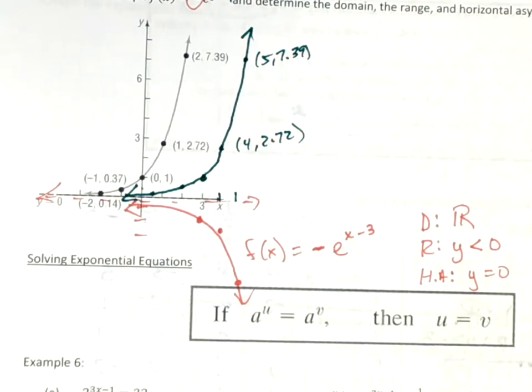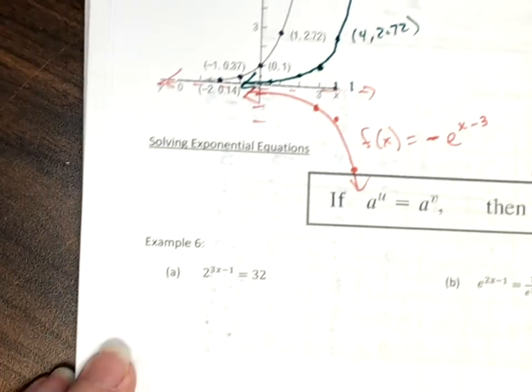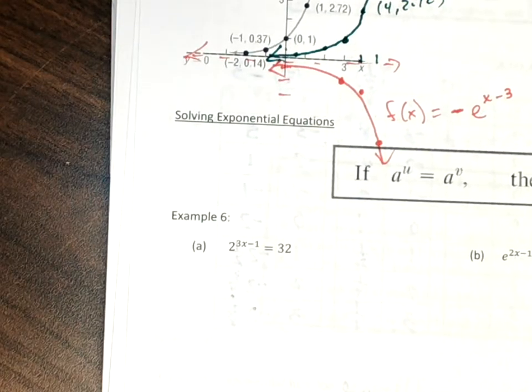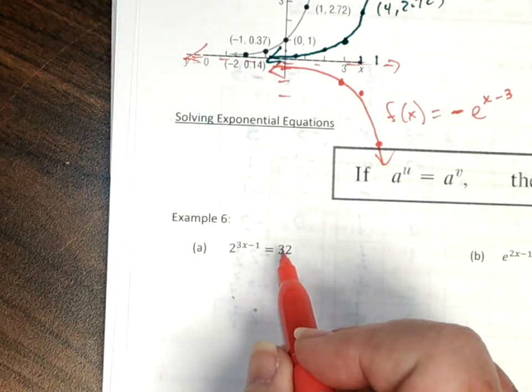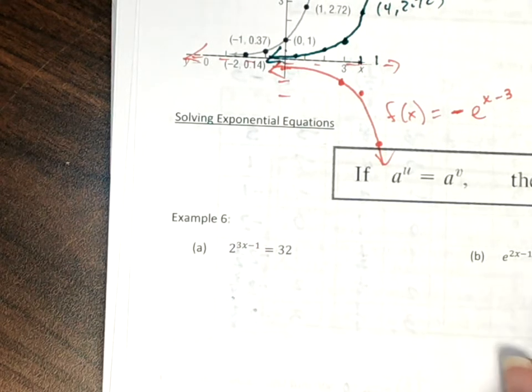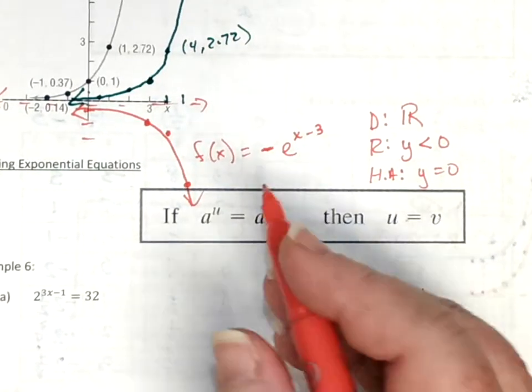Okay, so that's transformation of functions. What about solving them? What about solving a problem that looks like this? What about solving 2 to the 3x minus 1 equals 32? Well, that might be very hard to do, except we have one more property that we're going to deal with today.